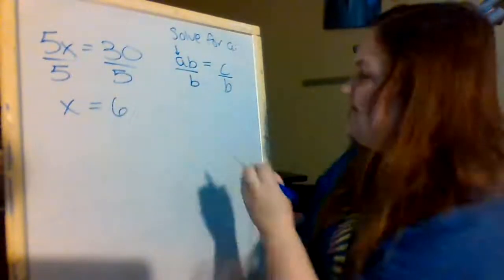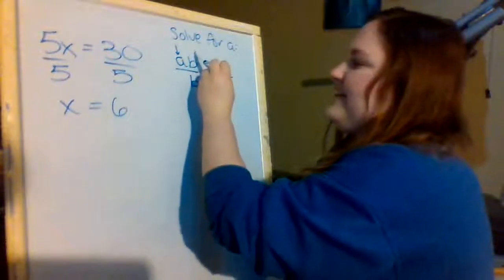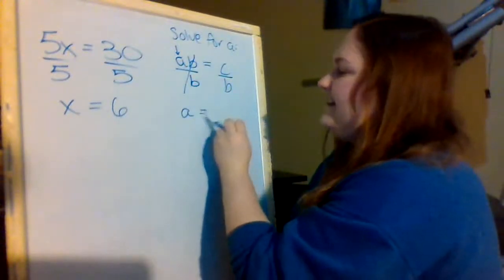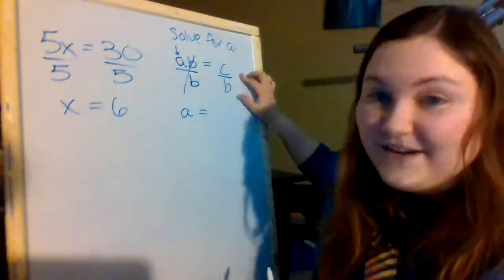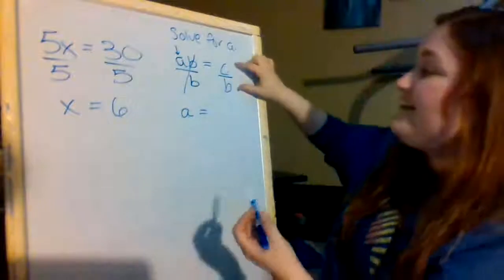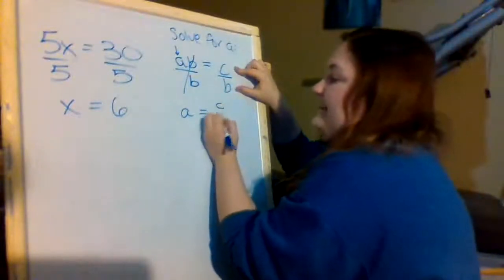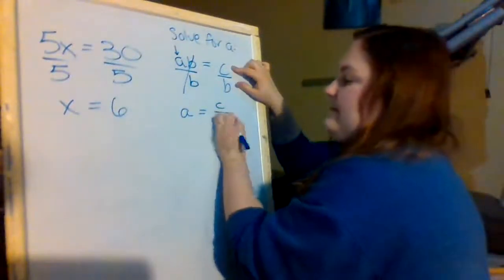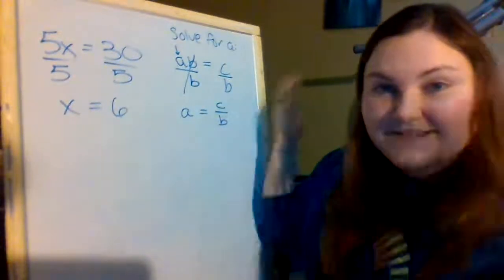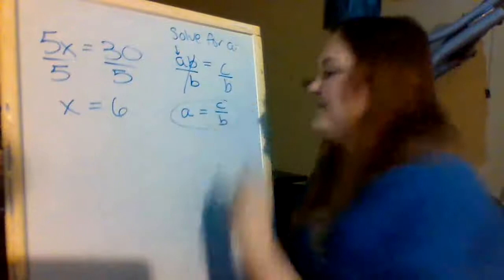Also on my other side. When I do that, B divided by B cancels out, leaving us with our A. On our other side, C divided by B. Those are variables. I can't divide those. There's nothing we can do except copy exactly what we see. So C divided by B. I wanted to solve for A. That's my final answer. So we're done.